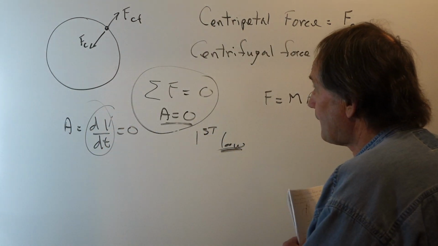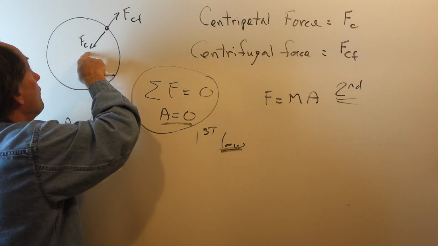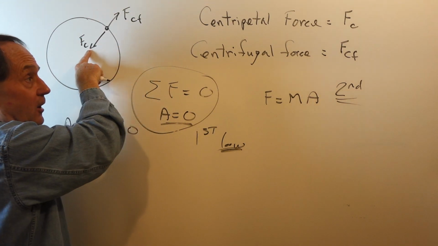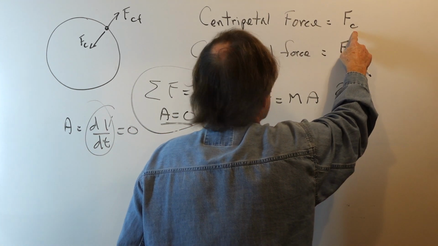Now, if the object is going around in uniform circular motion, we have a force acting on that object directed to the center of the circle. We call this the centripetal force. I designate it as Fc.